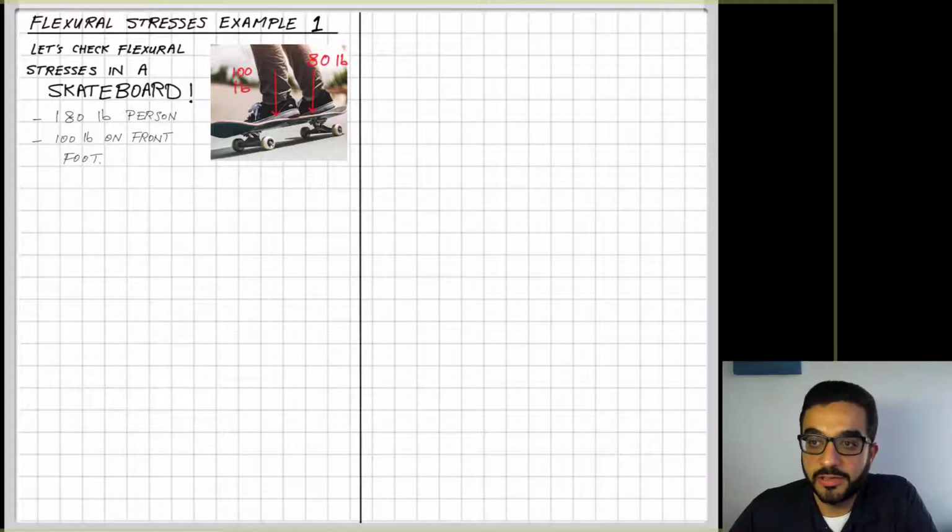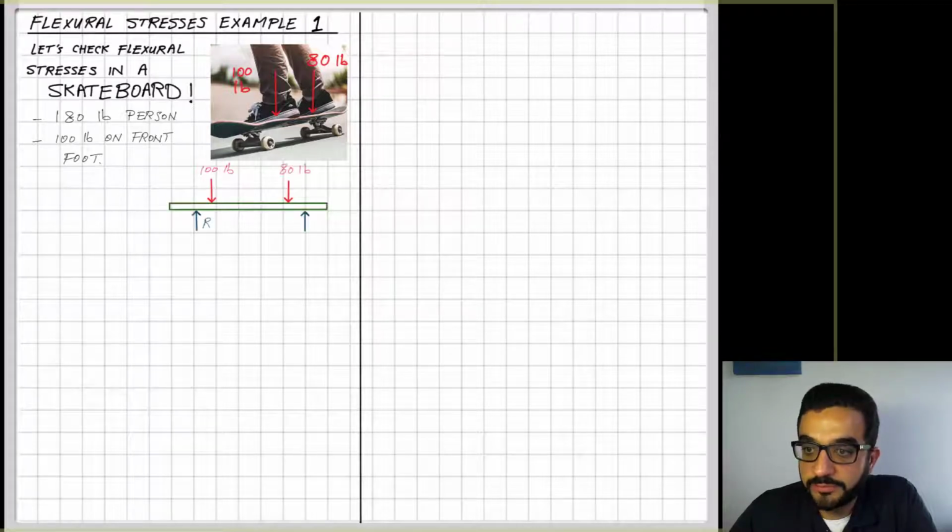So we have here an assumption of a person weighing 180 pounds. They lean more forward, so more of their weight goes to the front foot, 100 pounds. So you need to draw a free body diagram and provide it here with the dimensions.